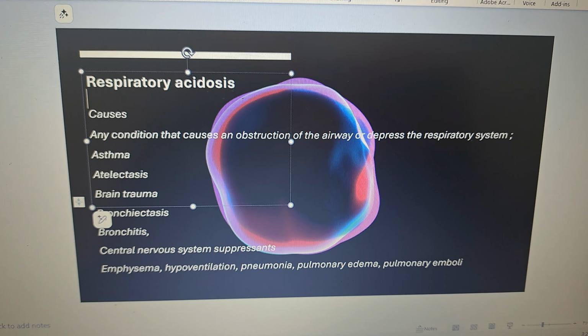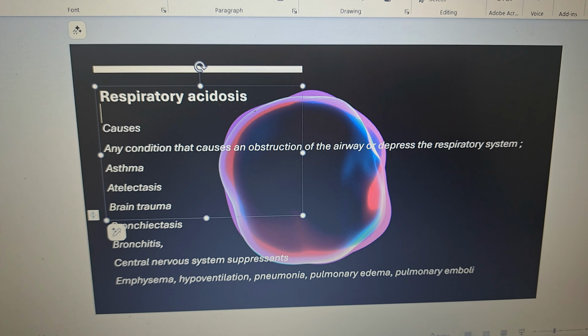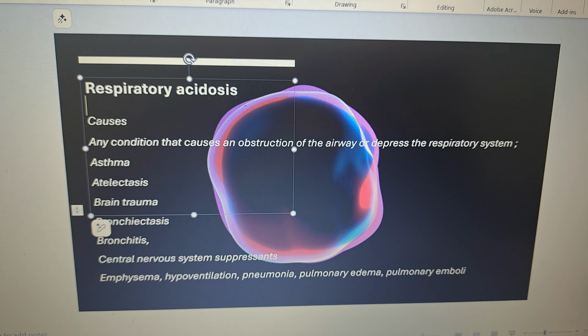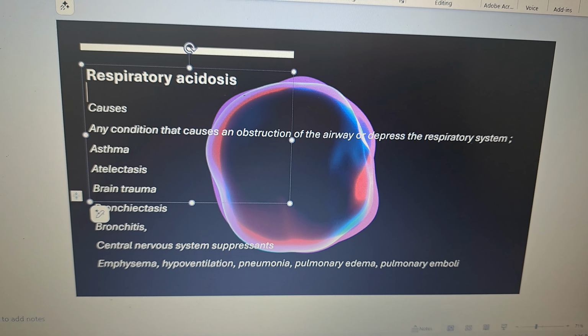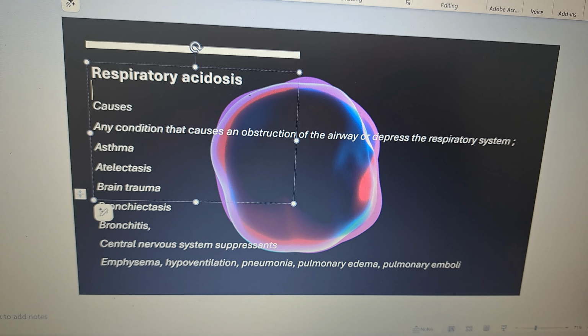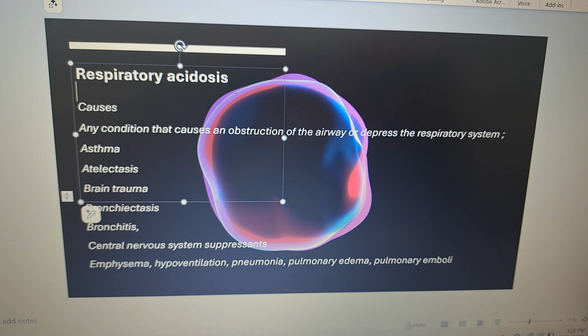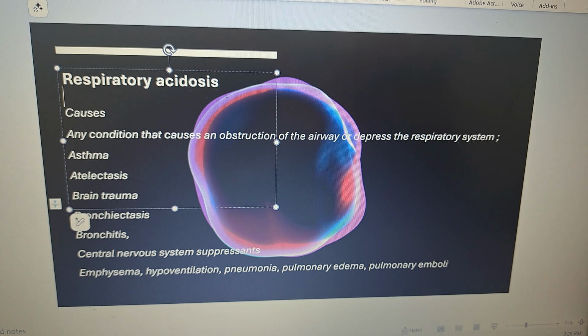It's all about respiratory acidosis. As I mentioned in my previous video, respiratory acidosis can be diagnosed by doing an ABG. So it shows decreased pH and increased PCO2.